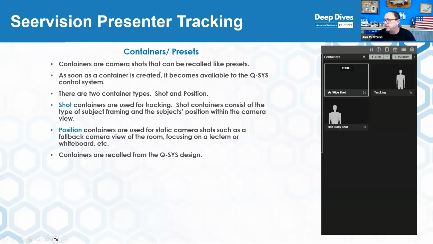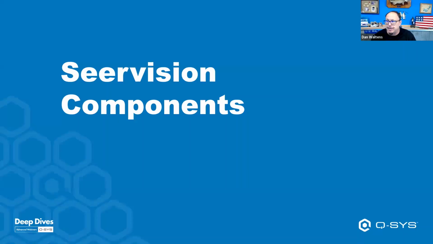Containers are camera shots that can be recalled like a preset, whether that's a wide shot, a half body shot, or active tracking. Those are all different things you'll find over in the container and presets.